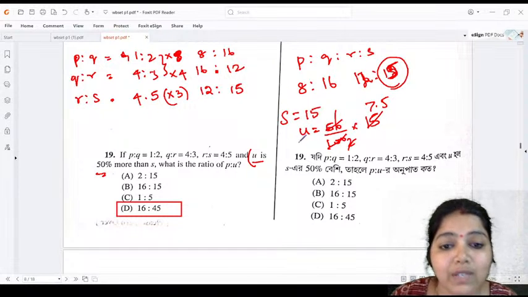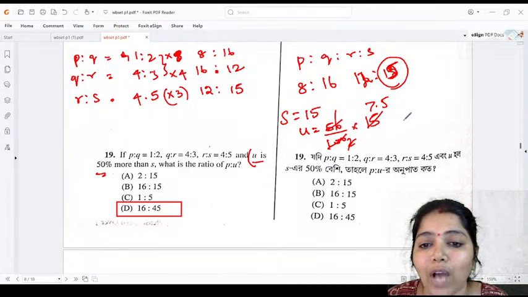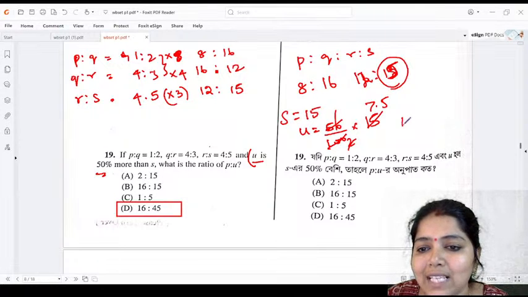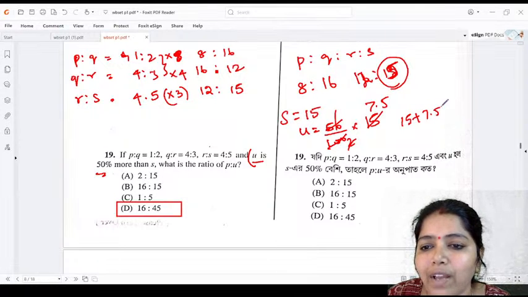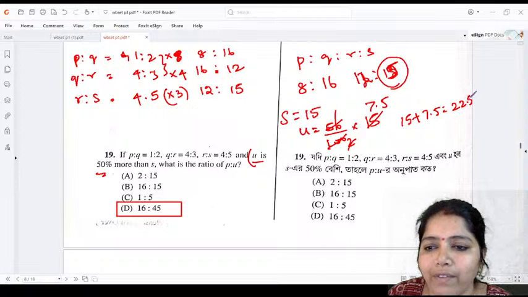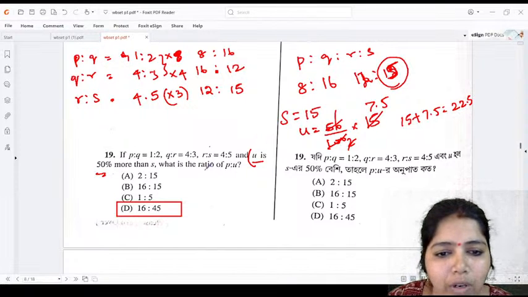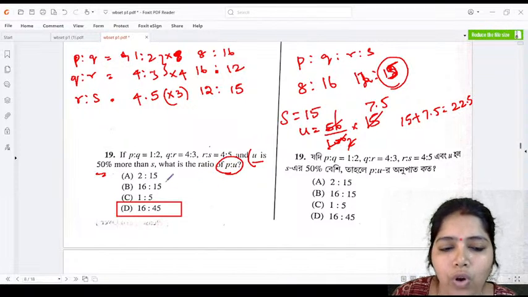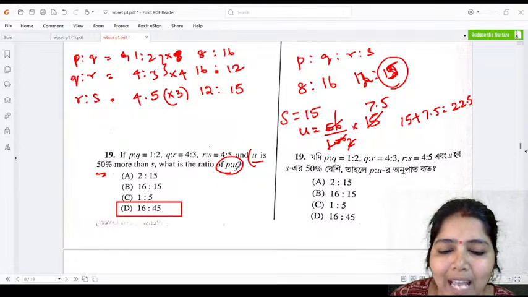Then it is "more than", as they have given. So what do we have to add? We have to add with the S. So 15 plus 7.5 is equal to 22.5. So what have they asked? They asked for P is to U. What is P? P is nothing but 8. What is U now? It is 22.5.